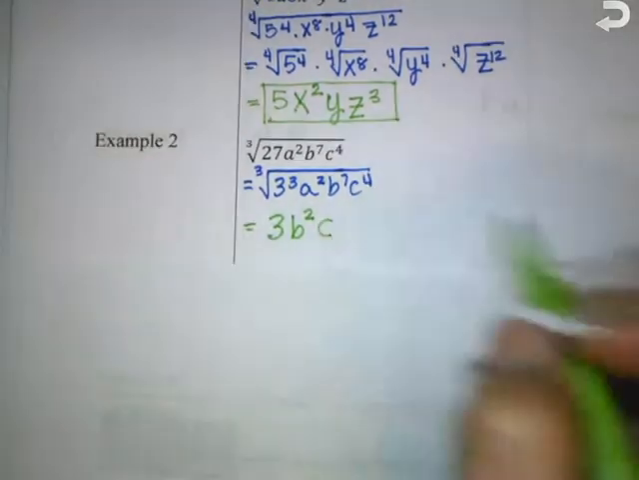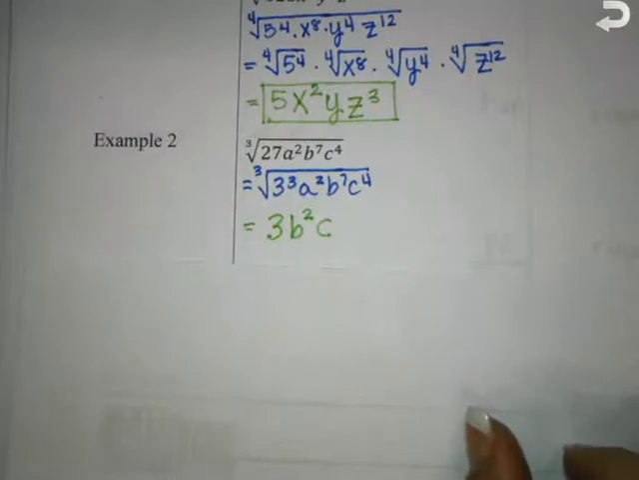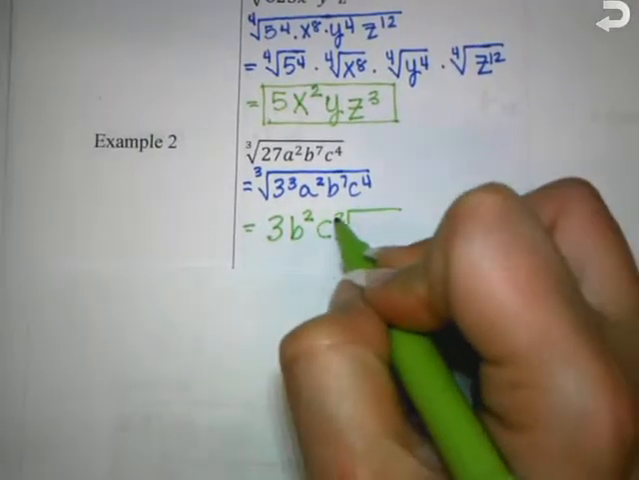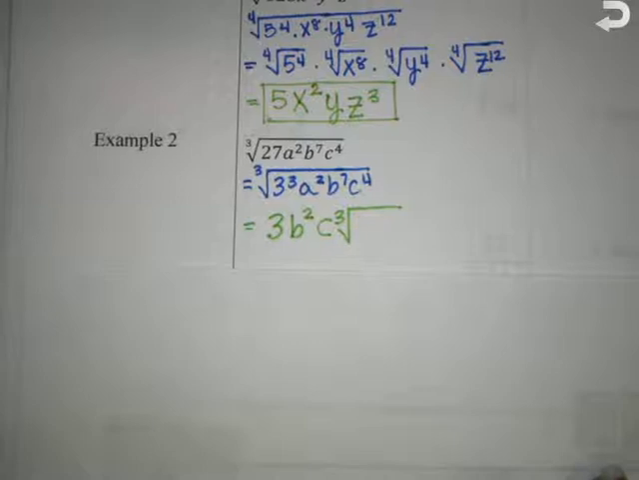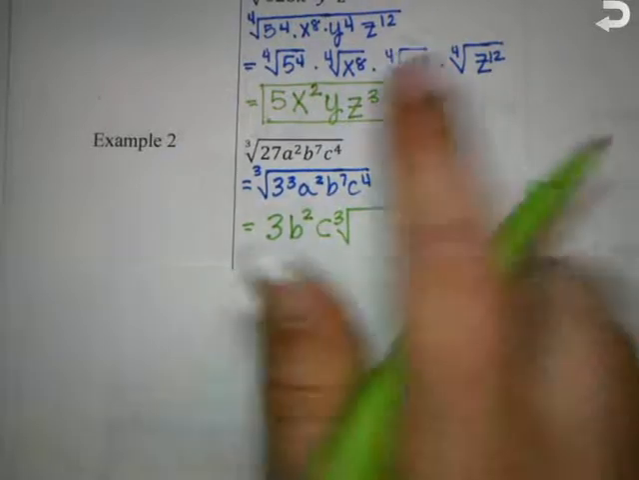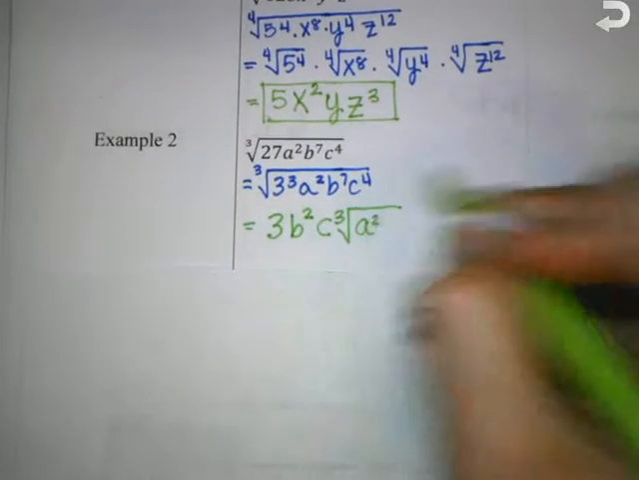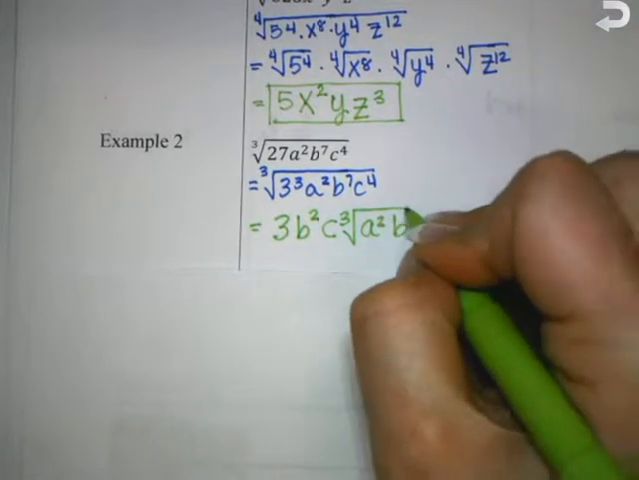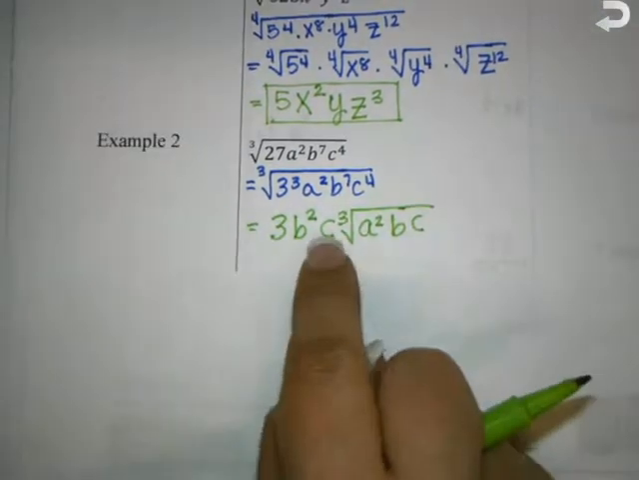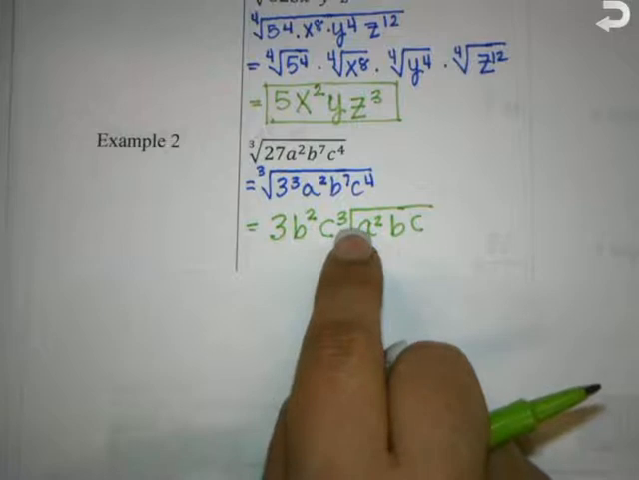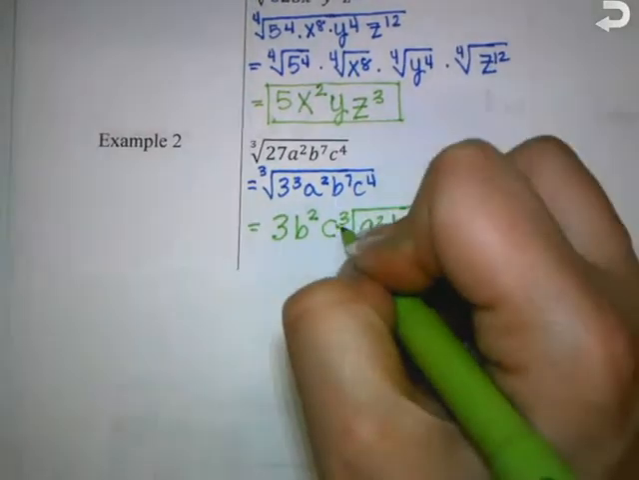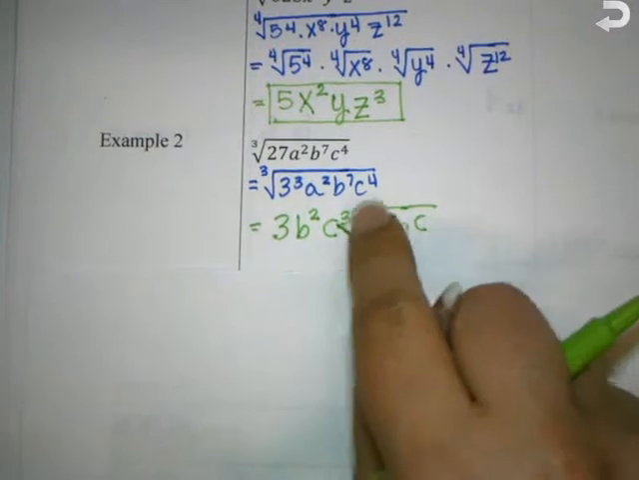Now this is very similar to what we were doing before. We still have some that are left inside of that cube root. What are they? A squared. How many b's did we leave behind? 1. And how many c's? 1. So we would have 3 b squared c times the cube root of a squared b c.